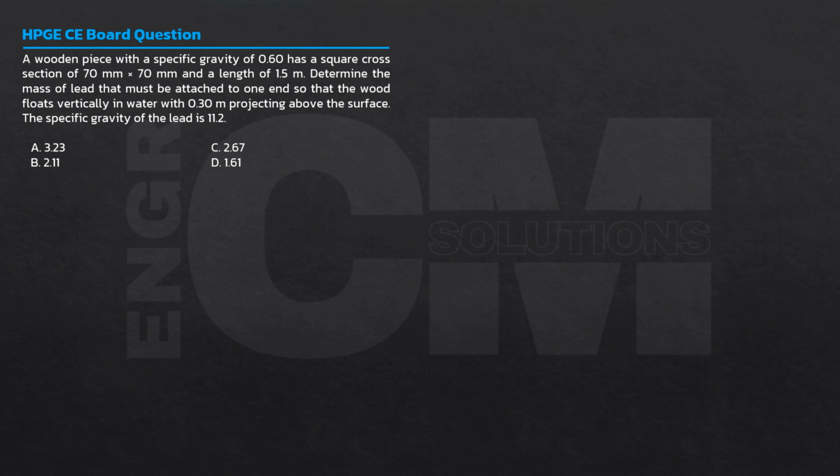A wooden piece with a specific gravity of 0.6 has a square cross-section of 70 by 70 millimeters and a length of 1.5 meters. Determine the mass of lead that must be attached to one end so that the wood floats vertically in water with 0.3 meters projecting above the surface. The specific gravity of the lead is 11.2.